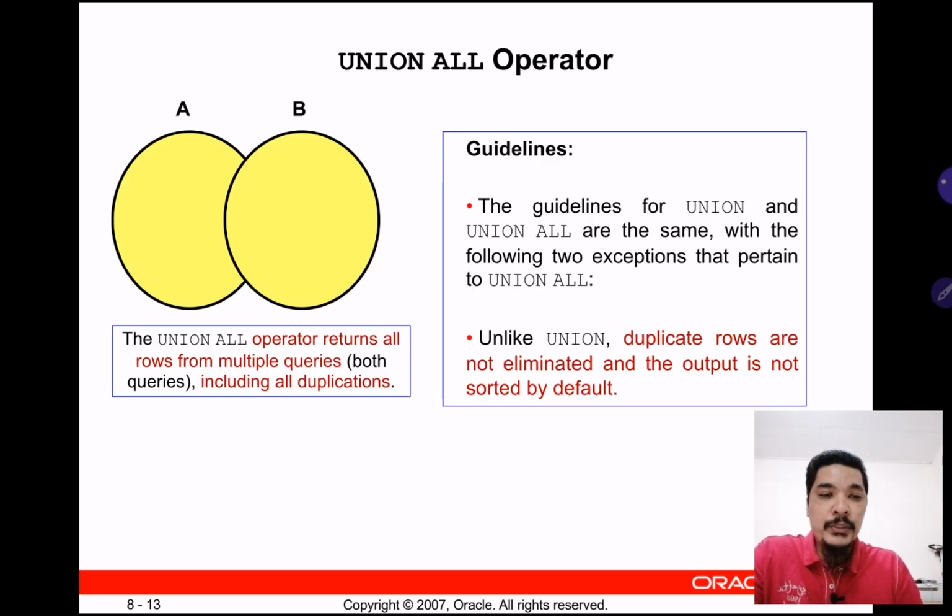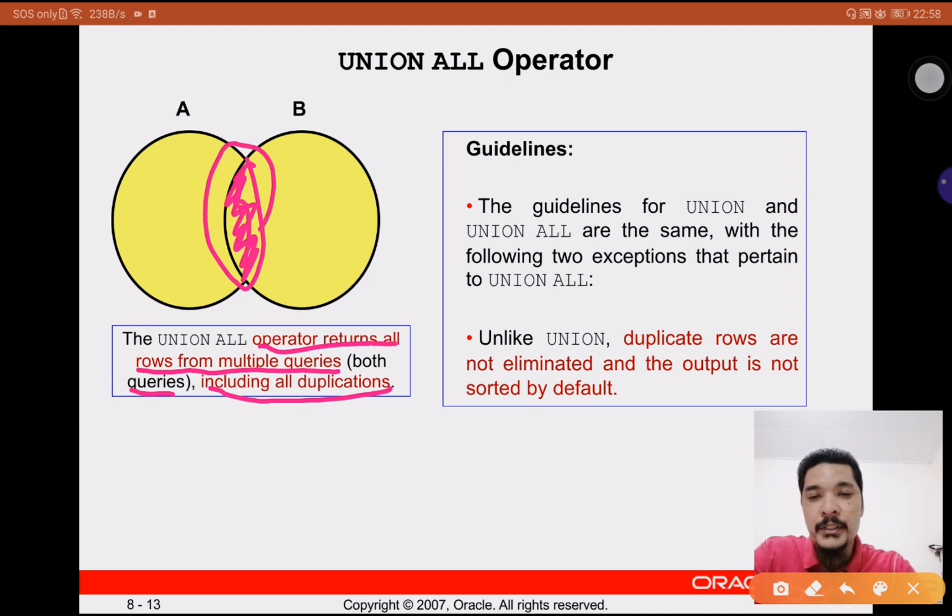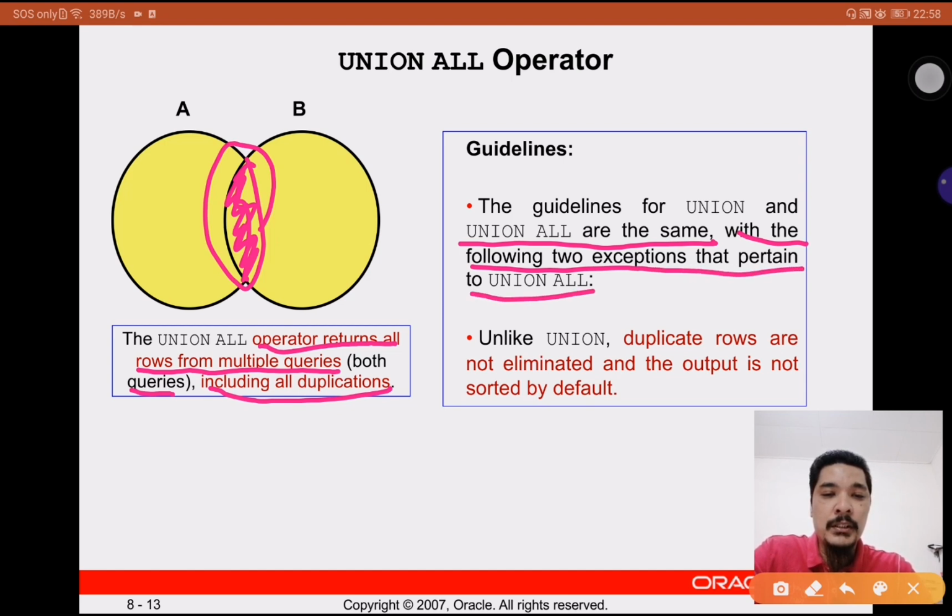The next one is UnionAll. The UnionAll operator returns all rows from multiple queries, including duplication. The guidelines for Union and UnionAll are the same. We need to consider the number of columns, the data types used, and so on, with the following two exceptions that pertain to UnionAll. Unlike Union, duplicate rows are not eliminated and the output is not sorted by default. So this is the difference between Union and UnionAll.